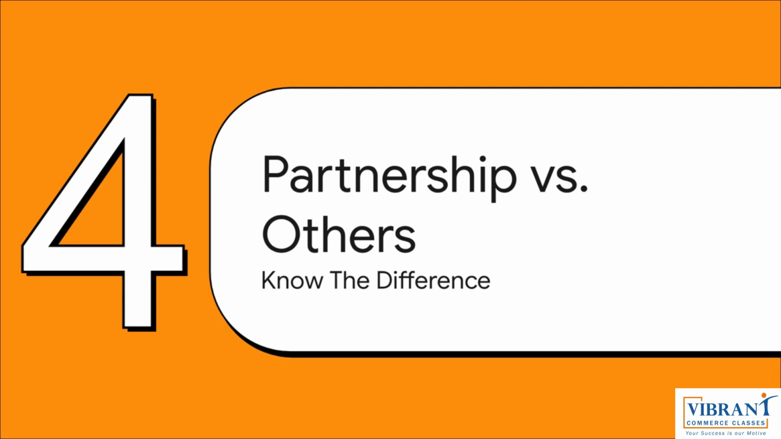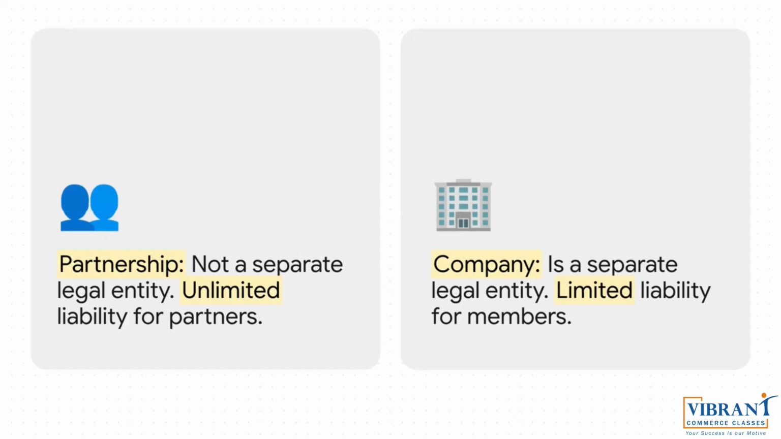Okay, to really lock this knowledge in, you have to know how a partnership differs from other business forms. Examiners love to ask comparison questions, so this part is absolute gold for your prep. Let's start with the big one. Partnership versus a company. The 2 massive differences to focus on are legal status and liability. A partnership is not a separate legal person. The partners and the business are one, and that means unlimited liability. A company, however, is a separate legal entity, which acts as a shield, giving its members limited liability.